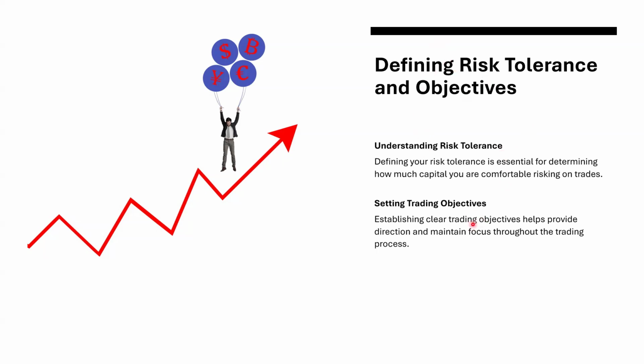Setting trading objective. Establishing clear trading objectives helps provide direction and maintain focus throughout the trading process. Set your trading objective very clear. Understand your risk tolerance, and all these things are what is going to help put you in the proper and the right mindset. When you are trading, psychology matters, but risk management is what helps psychology. If you blow your account today, there's nothing to offer for you tomorrow to maintain your psychology. You've already blown your account and you're out of the market.